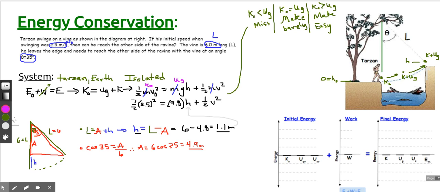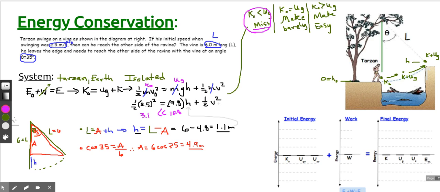When we plug in to see what this term is compared to this term, I plug in 1/2 times 2.5 squared, and I get 3.1 right here. We're curious how it will compare with the UG term. When I plug in 9.8 times 1.1, I get 10.8. And 10.8 is much greater than 3.1. Therefore, we are in this situation, and we don't even have to worry about solving for our final velocity. We don't have enough kinetic energy to make this. So our answer is it's a miss.